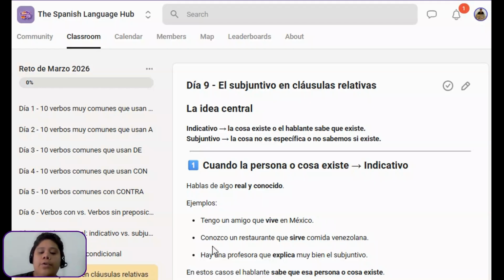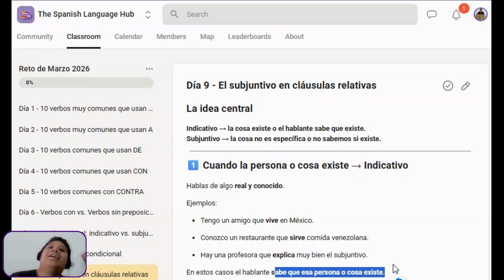And we have these verbs that, by logic or common sense, you know you're talking about things that are real and known. I have: so you have it, you know that it exists. I know: if you know it, again, you know that it exists. If you say there is, it's because you know that it exists. So in these cases, you talk about a person or something, again, that exists.